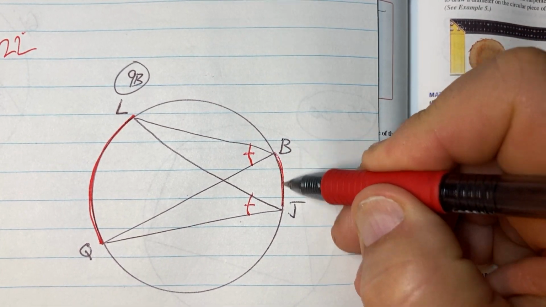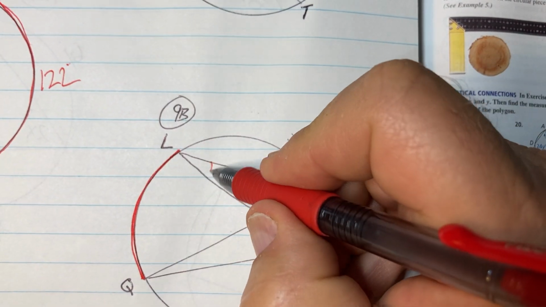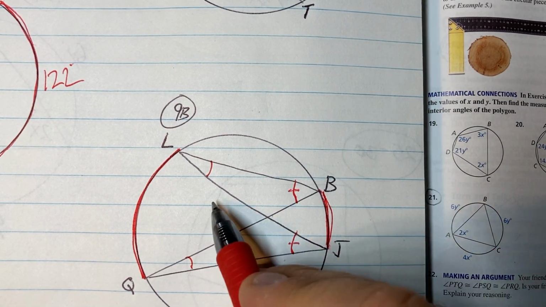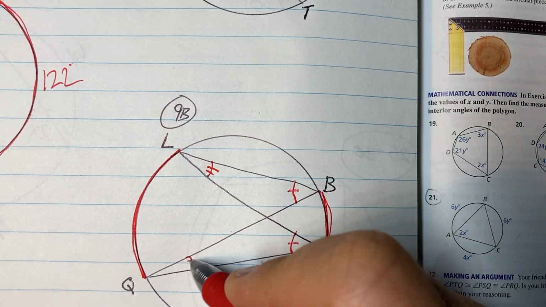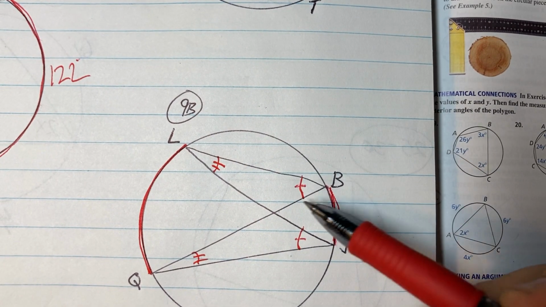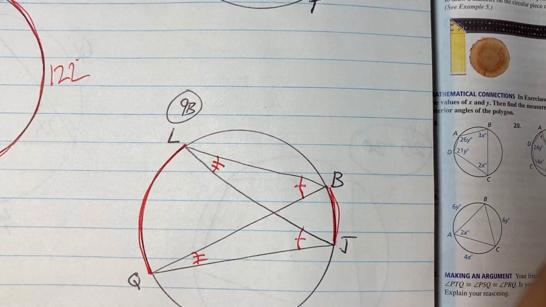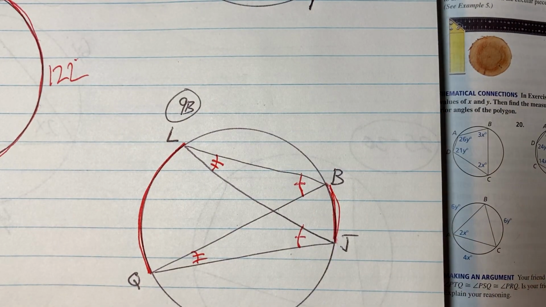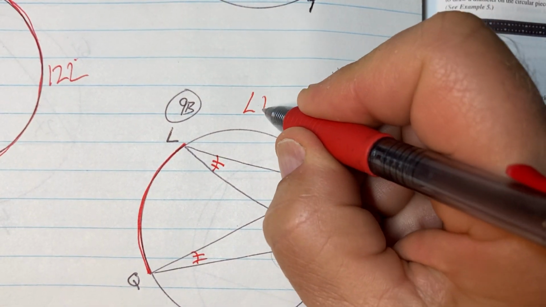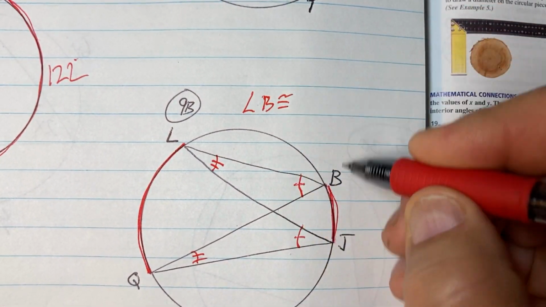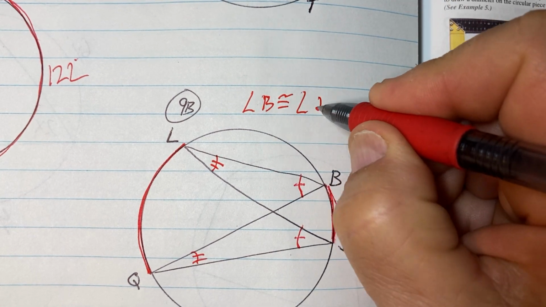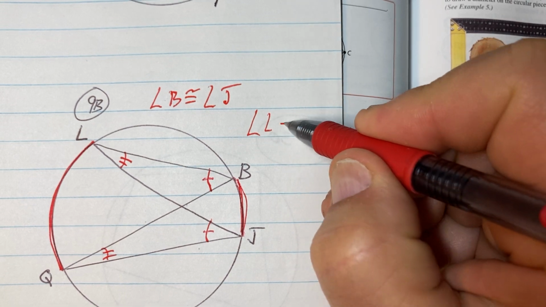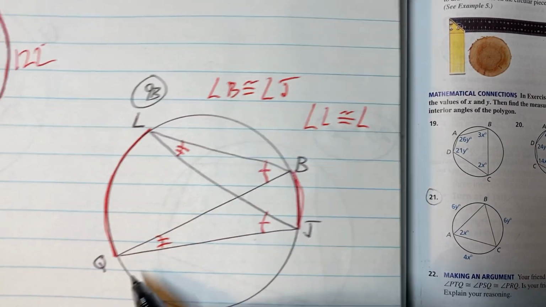And then this arc, that angle and that angle, this is the intercepted arc for both of those angles, so these two angles have to be congruent. That means angle L and angle Q are congruent. Done with 9B. Angle B is congruent to angle J, and angle L is congruent to angle Q.